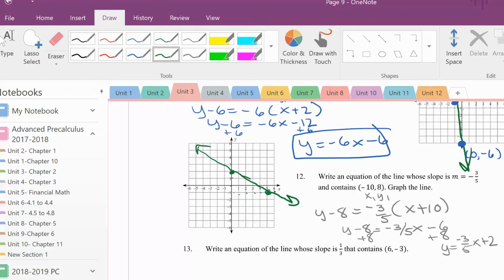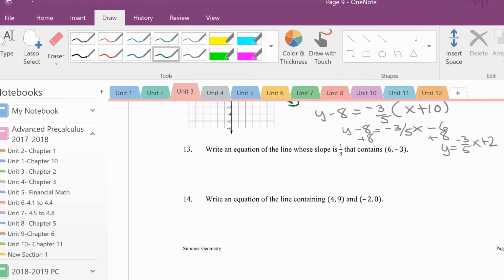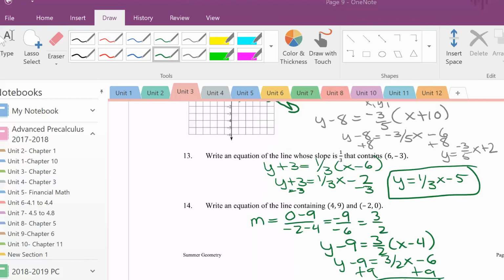All right, so go ahead and try to write the equation of the line for the next two, and then it will check your answers. All right, so looking at 13, if you use the slope as 1/3 and the point (6, -3), you get y equals 1/3 x minus 5.